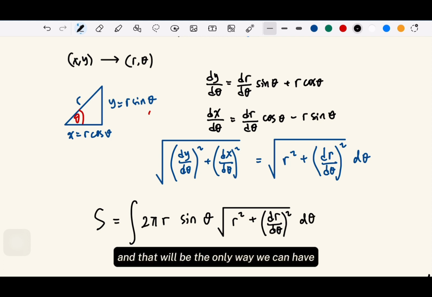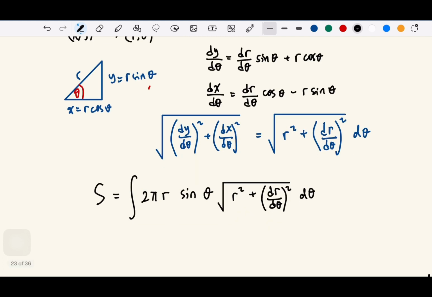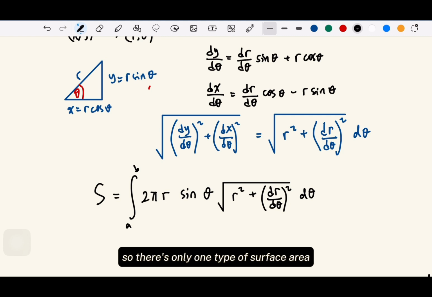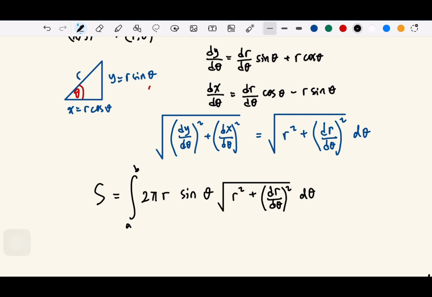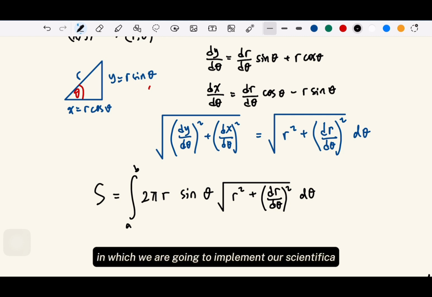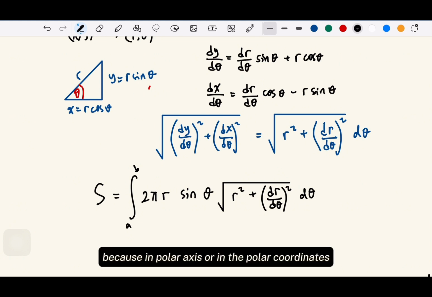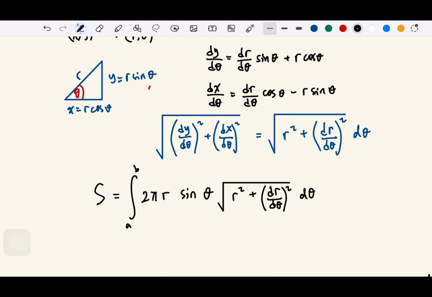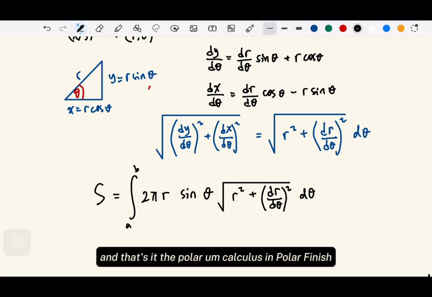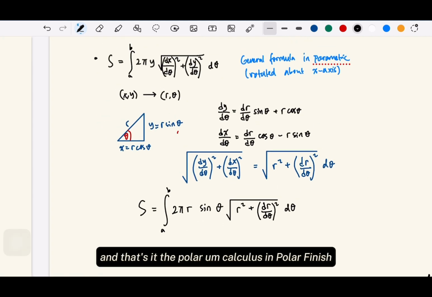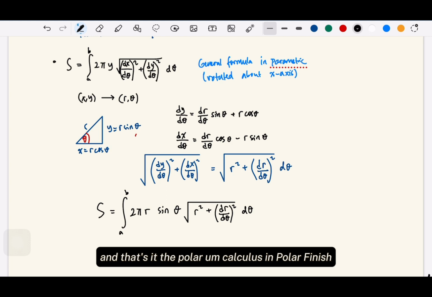And that will be the only way we can have. So there's only one type of surface area in which we are going to implement the r sine theta. Okay? Because in polar coordinates, we only have one axis, or only polar, right? And that's it. The calculus in polar is finished.